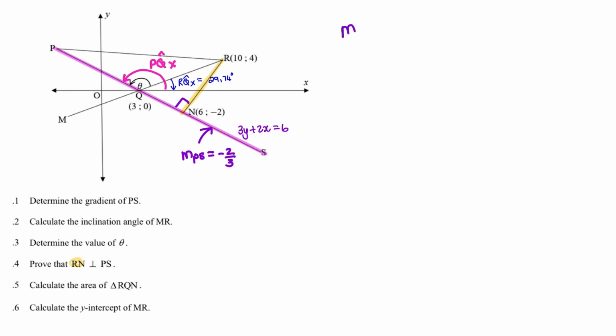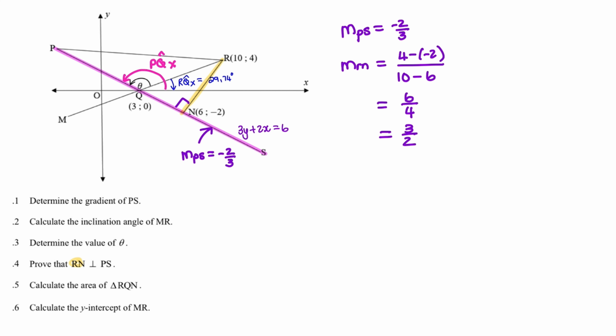So we have the gradient of PS is -2/3. Now we're going to calculate the gradient of the line Rn. And that is the difference of y's, which is 4 minus -2, over the difference of x's, which is 10 minus 6. Notice that the y value of n is -2, but the gradient formula says to subtract. So we subtract -2 from 4. And when I simplify, I have 6/4, and that simplifies further to 3/2.